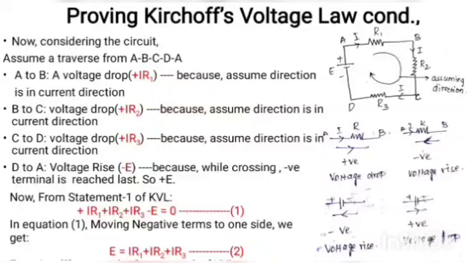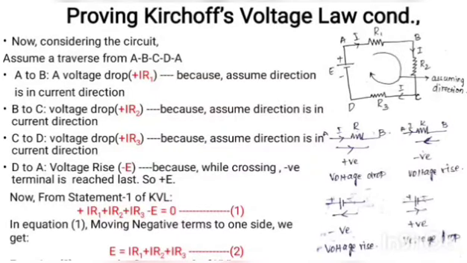See, first from node A to B, there is the R1 resistor. The direction of the current through the R1 resistor is the same as the assumed direction. So it is a positive voltage drop. Thus I give positive IR1. From B to C, the direction of the current is the same as the assumed direction. So it is also positive, then positive IR2.